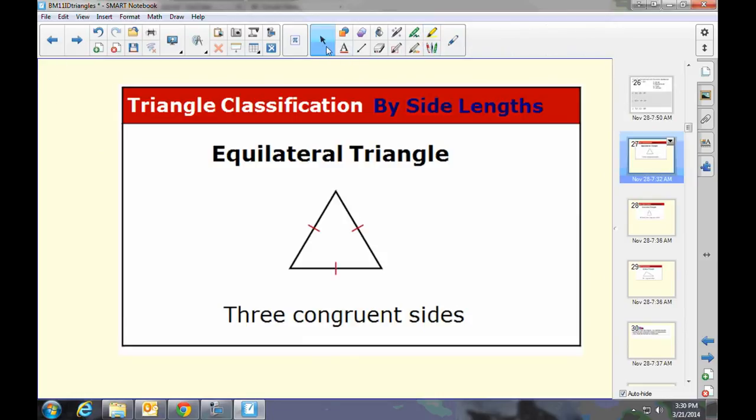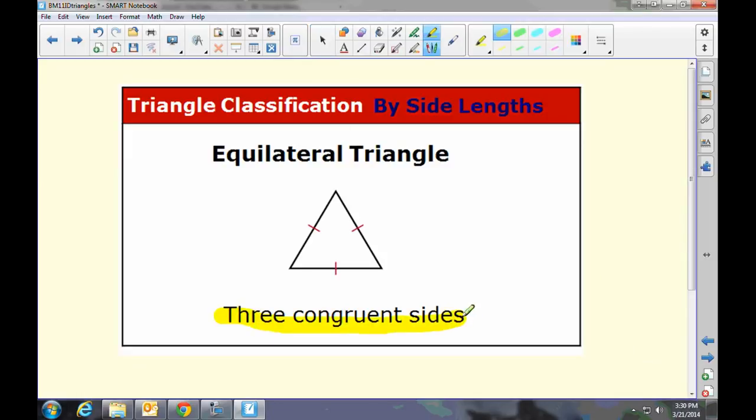First one is an equilateral triangle. That's when we have all 3 congruent sides. Okay, put that down in your notes. And if you're like me, you'll draw the picture included with all the markings, and you'll write the definition as well. Okay, so that way you've got a verbal understanding and a visual understanding.